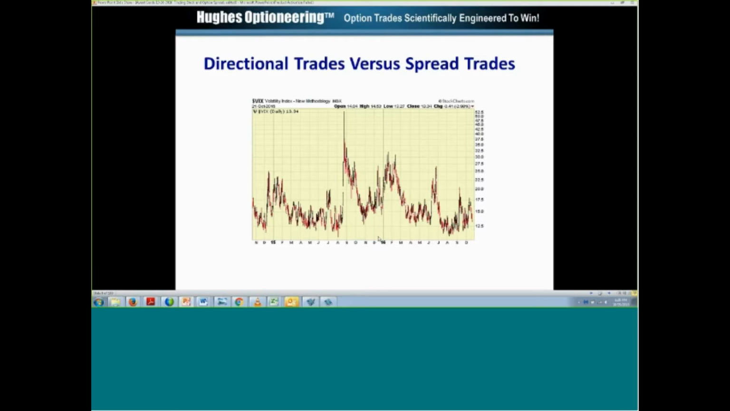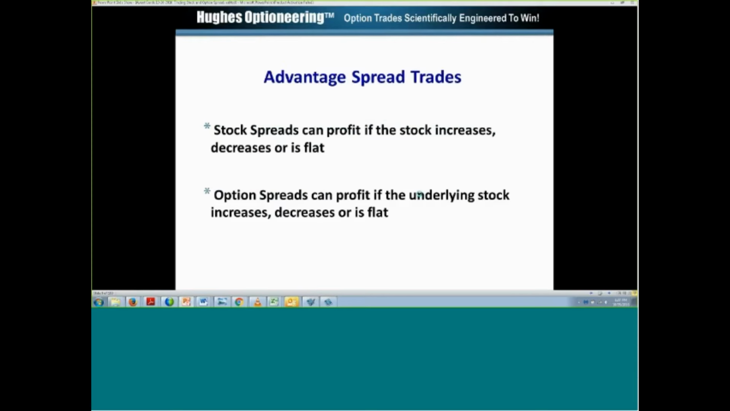This is the daily price movement of the VIX index, which is kind of like a mirror image of the S&P. Every one of these spikes you see here represents a sell-off in the stock market. So if you were long a call option during any one of these sell-offs, which is represented by these spikes, you could easily get stopped out of your position.